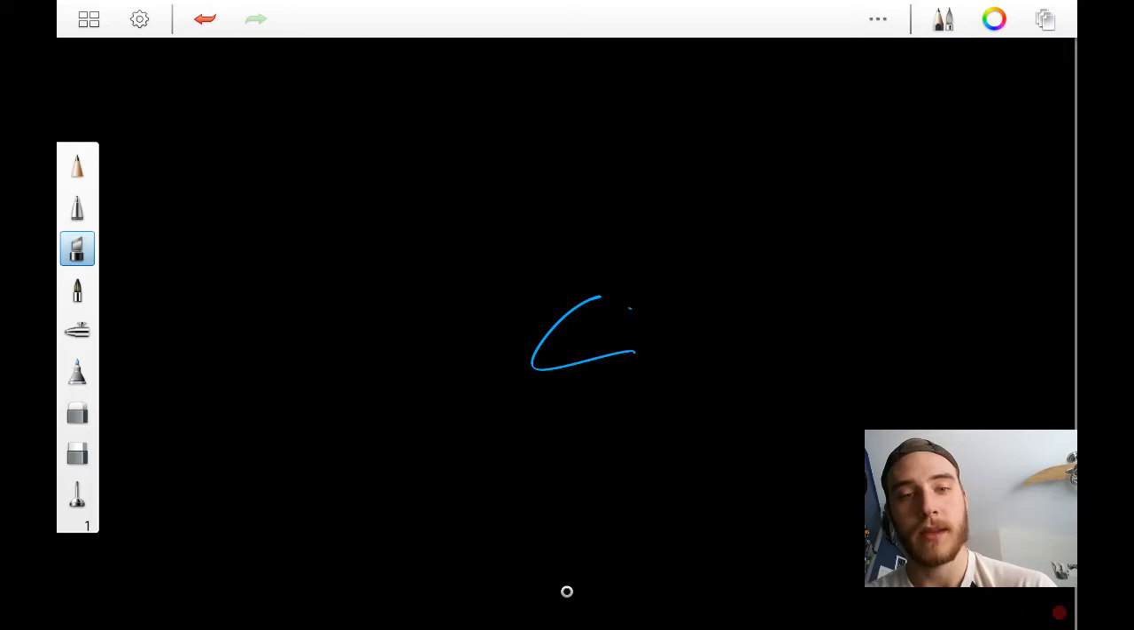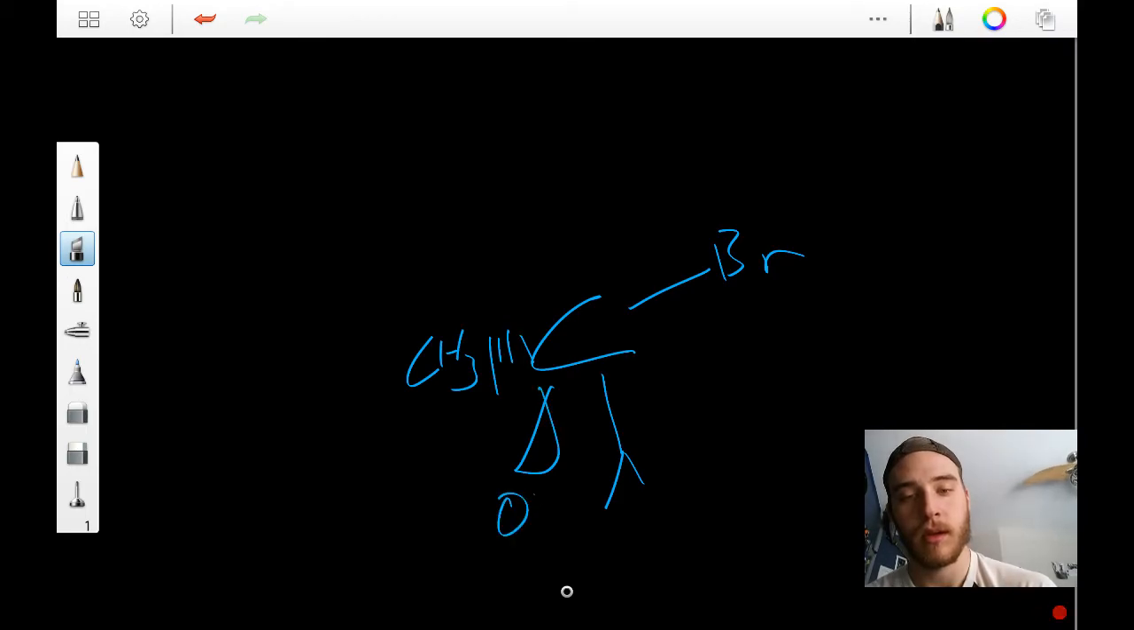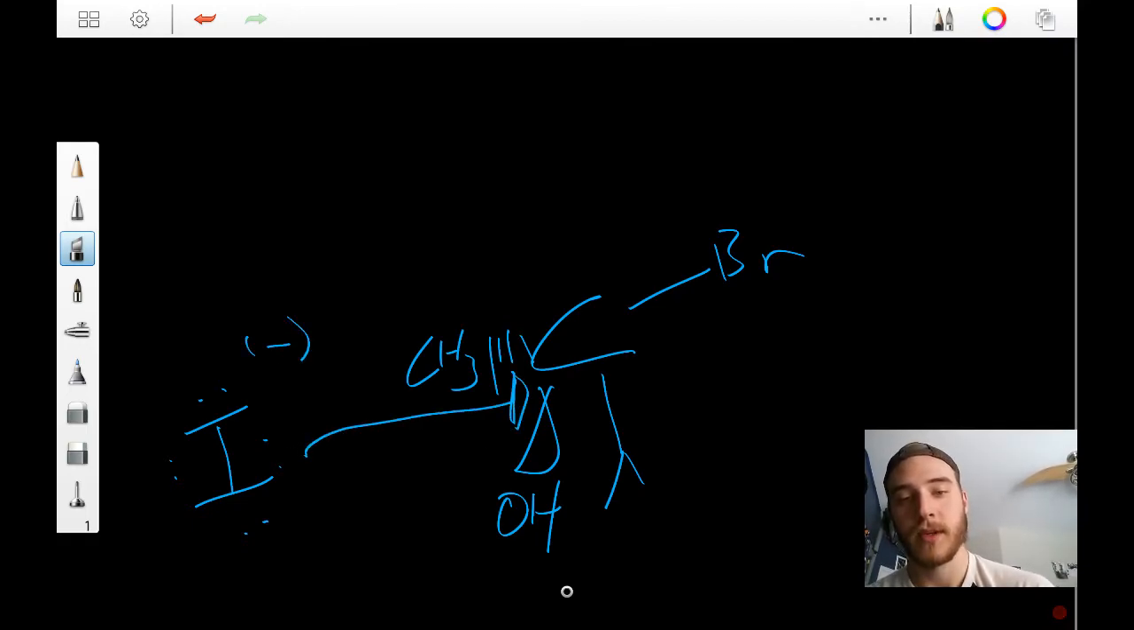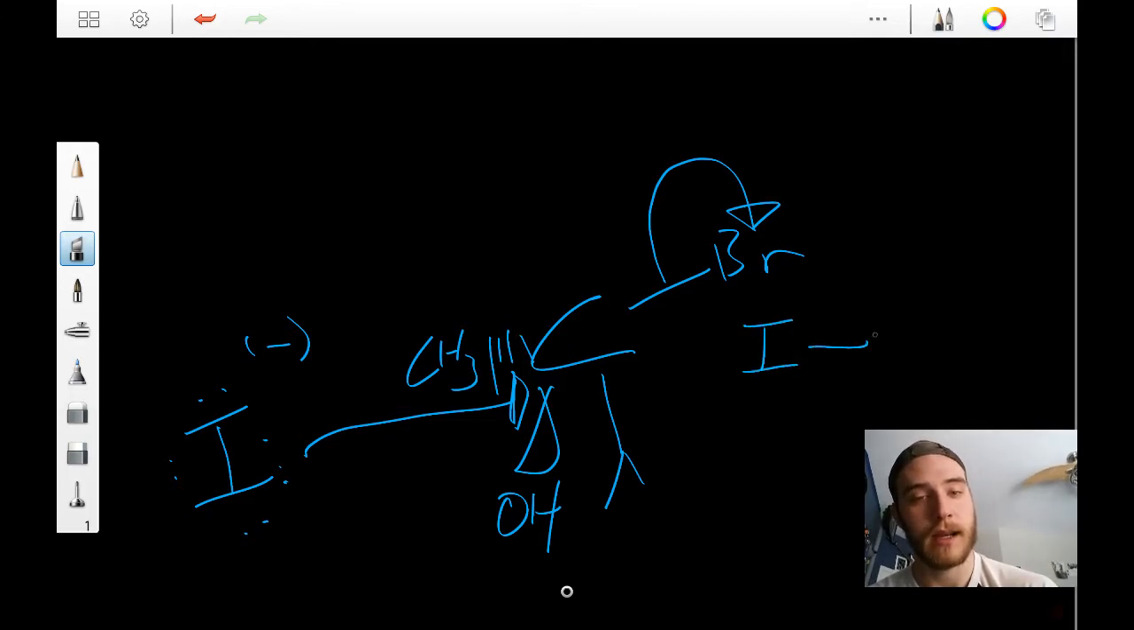We have our carbon with our bromine, and we have a little isopropyl group, our alkyl group, and our alcohol. We have our nucleophile. Let's say our nucleophile is anionic iodine. It goes and attacks the carbon. We draw our arrows from the electrons to the new bond that'll be formed, and subsequently our bromine takes some electrons with it, forming a new bond between the iodine and the carbon.